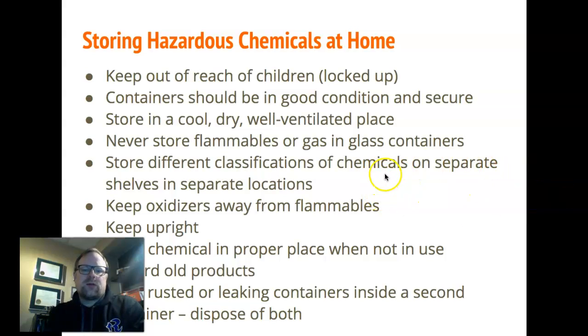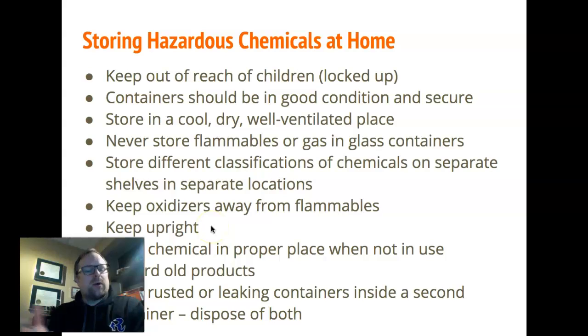You're going to store different classifications of chemicals on separate shelves in separate locations, so you don't really want to store something acidic right beside something basic. If we were in my classroom, I would take you into the chemical room, and I'd show you that we've divided it up, and there are about 7 different places where I'm storing chemicals. It's not that I'm disorganized, it's that certain chemicals need to be stored in one spot, certain chemicals need to be stored in another spot, some chemicals need to be enclosed in a metal container, etc. You want to keep anything that's an oxidizer away from flammables, because they can react and then you can end up with a big mess.